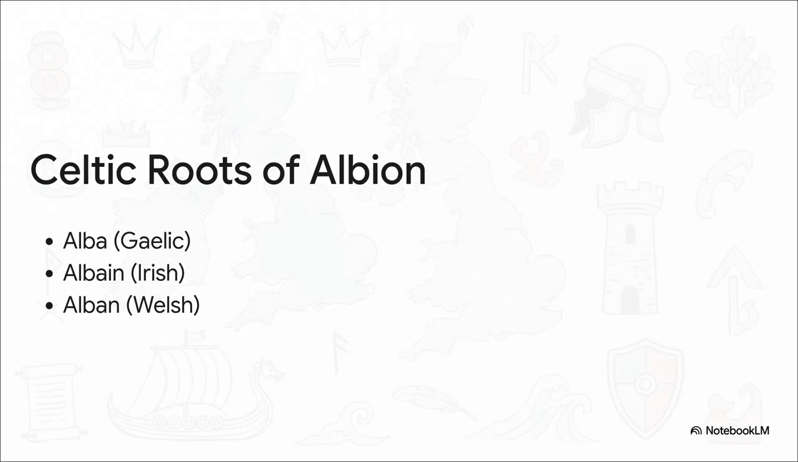Now, what is truly fascinating about this is how that ancient classical label of Albion actually survives today. While the English language largely dropped Albion in favor of Britain, the root word never actually died. If you look at the modern Celtic languages, the native indigenous words for Scotland are directly linked to it. In Scottish Gaelic, it's Alba. In Irish, it's Albane. And in Welsh, it's Alban. That ancient geographical footprint is literally still spoken every single day.